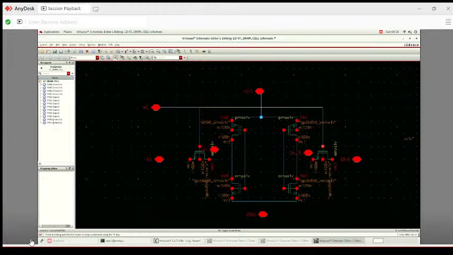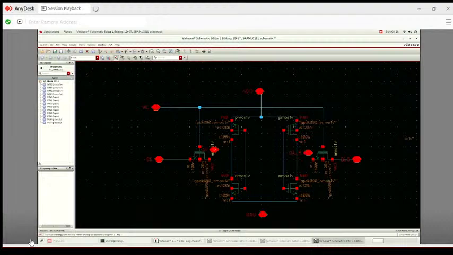Okay, the other gate is also connected. So the word line connection is done. Let's move further. So bit line bar is connected with the other access transistor, and let's move to the bit line, which is connected to the respective access transistor.